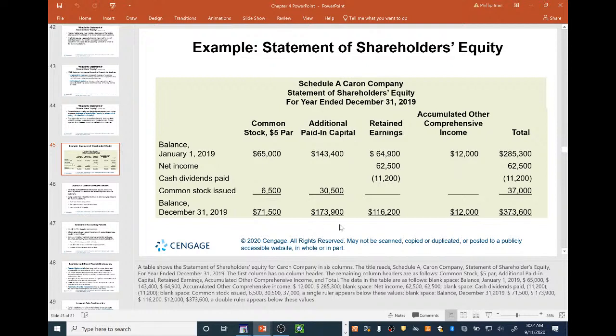Does that make sense to everybody? Not bad, right? Just have each component, show the beginning balance, show the changes throughout the period, add them across, add them down, there you are. Does that not make sense to anybody? Everyone good?